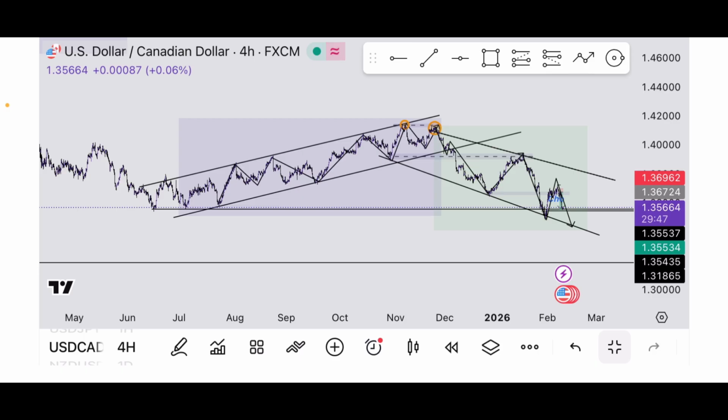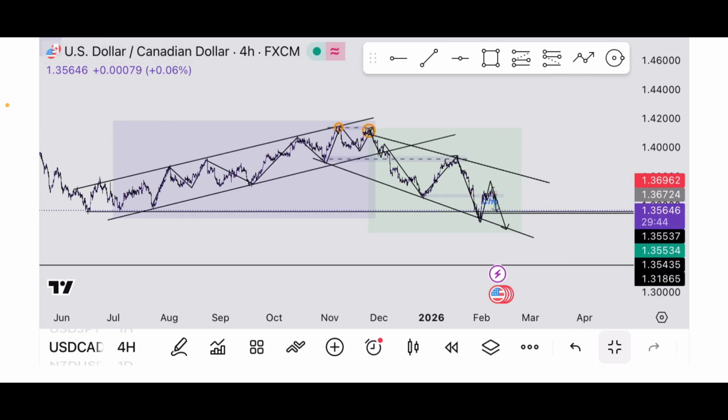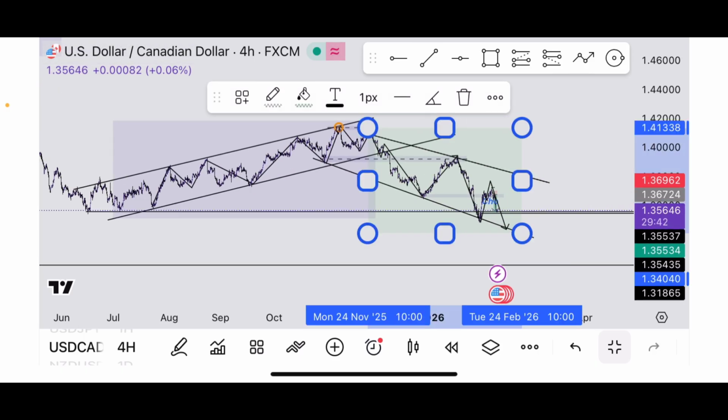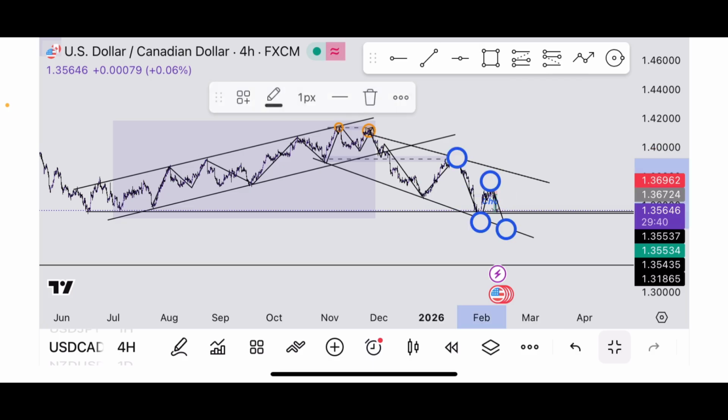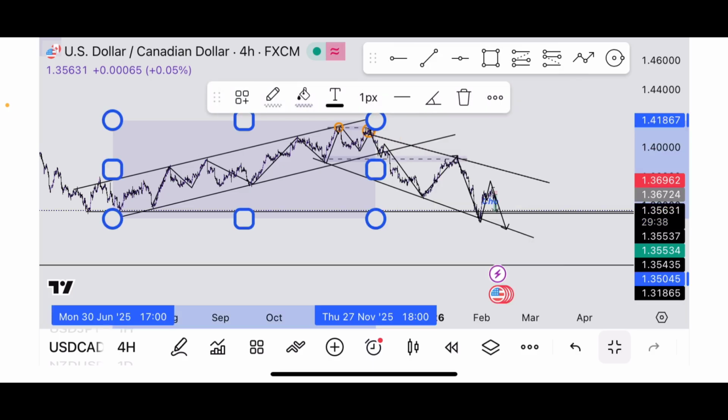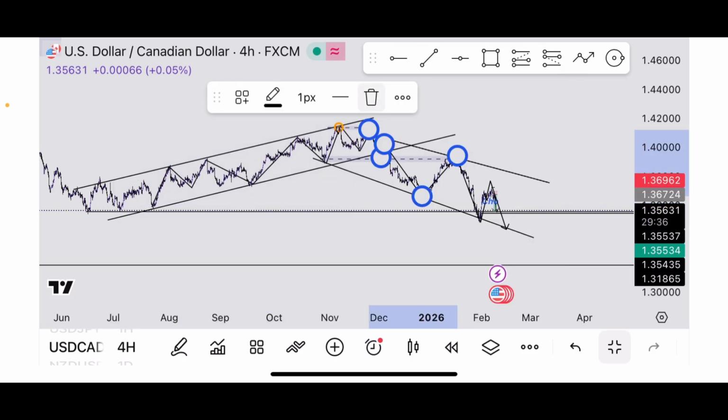So now, can you get the W pattern? This is the M pattern. As you can get the M pattern. So let me show you the W pattern. Let me delete all these things. I want to clear my chart.